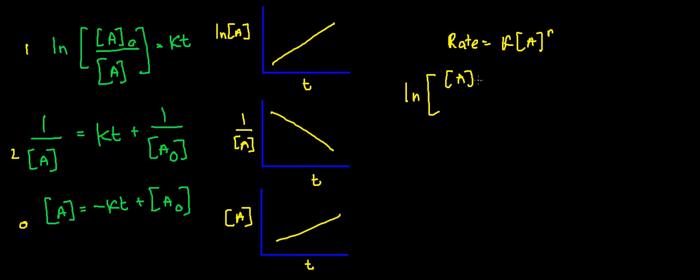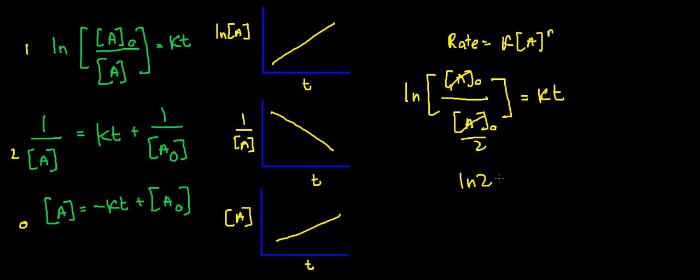Something like this. And then the half-life, I'm just going to replace the second concentration with the first concentration divided by 2. So these would cancel out, the 2 would flip, so it would be natural log of 2 over kt.